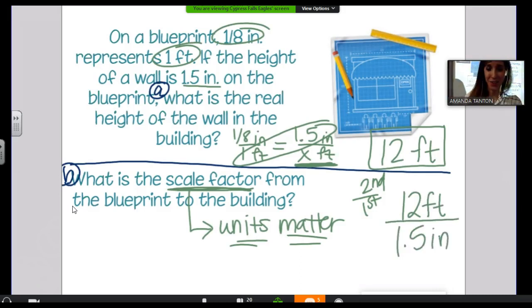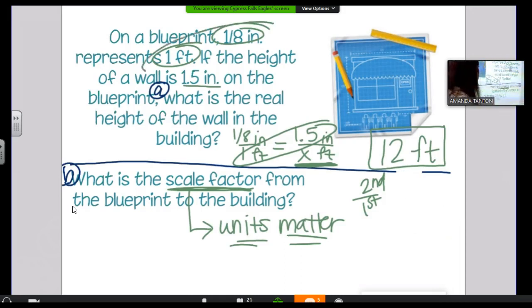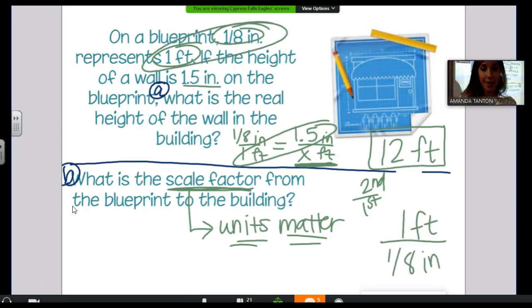That is not a scale factor. I want to use the scale they gave me. So second over first, I'm going to do the real building over the drawing. That is not a scale factor yet. What we want to do is make the top units match the bottom units. So I'm going to put everything into inches. So instead of 1 foot divided by 1/8 of an inch, I'm going to do 12 inches divided by 1/8 of an inch.